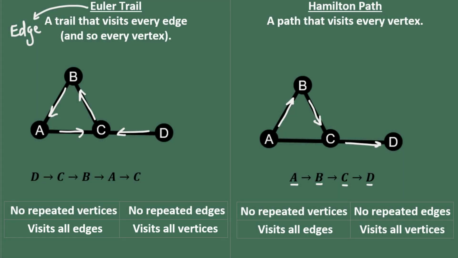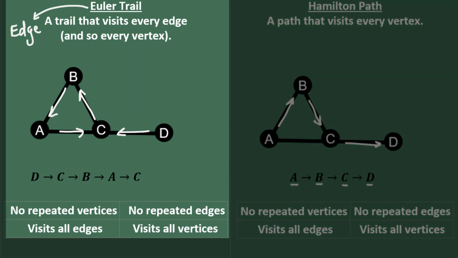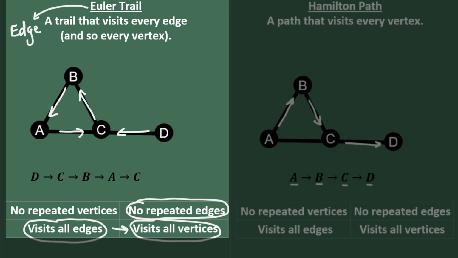So let's think about Euler trails and which characteristics they must have. By definition, an Euler trail must visit every edge. In the process of visiting every edge, this is going to force us to visit every vertex. Also, since an Euler trail is a trail, we're not allowed to have any repeated edges. However, it is possible that we're going to repeat a vertex.